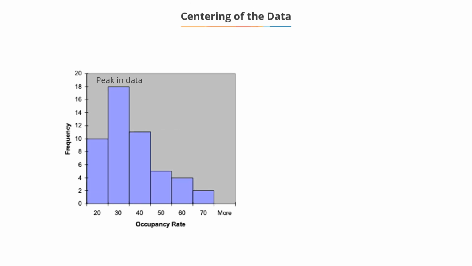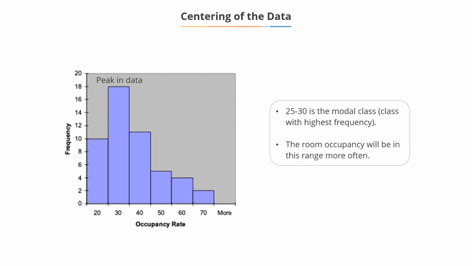Centering of the data. The data tends to peak in the range 25 to 30. It is the modal class, or the class with highest frequency. Relatively, room occupancy will be in this range more often.